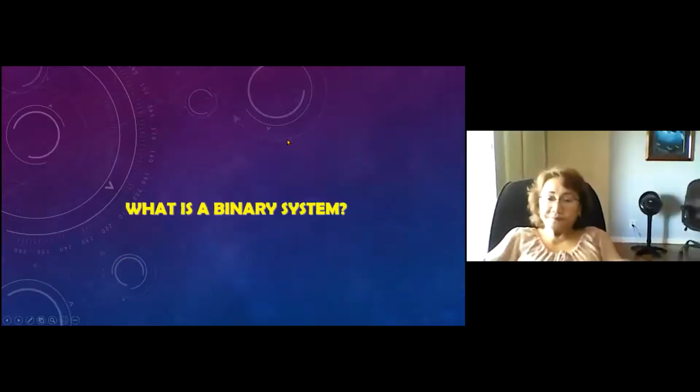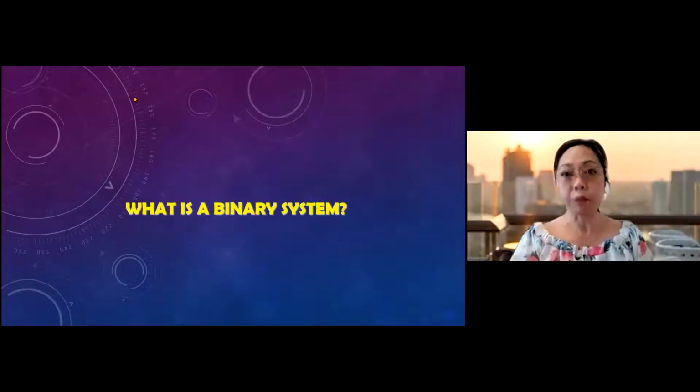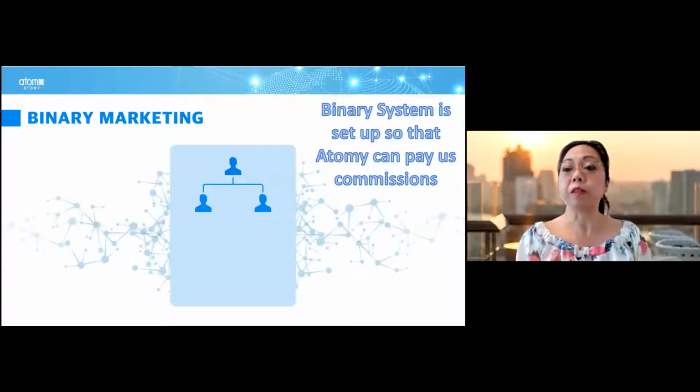Okay. So, now, before we go to the difference for the group PVs, what is a binary system? As we all know, Atomy is an online platform business, but it's set up as a binary system so that Atomy can pay us commissions. So this is you right over here on the top, and then you can invite two people under you, one on your left and one on your right. But you know, not everybody only knows two people. We know maybe more than that, 5 people, 10 people, 15. Others, you know, probably hundreds.